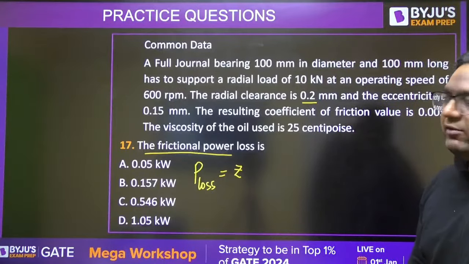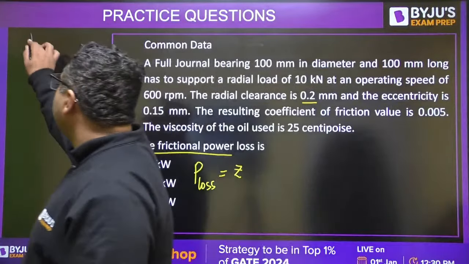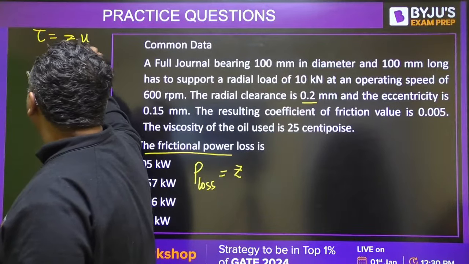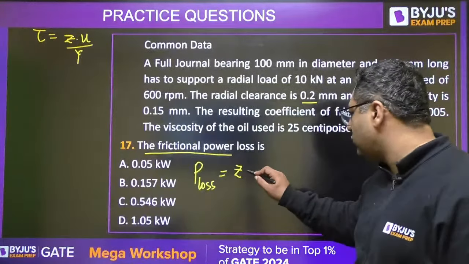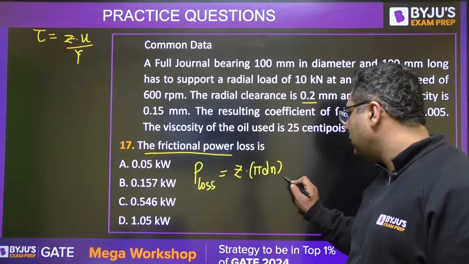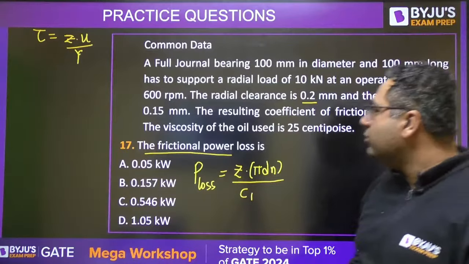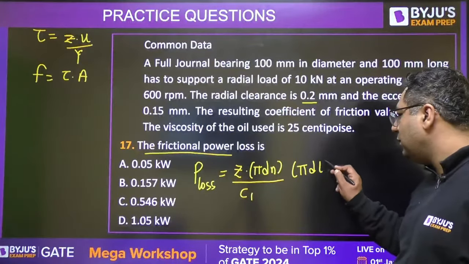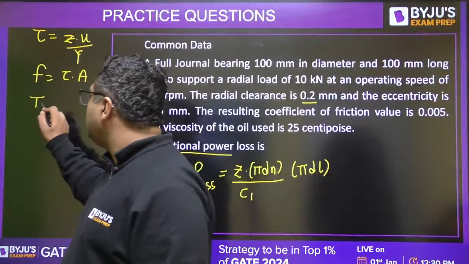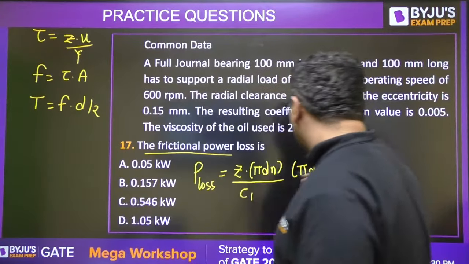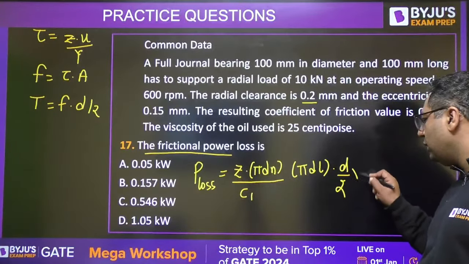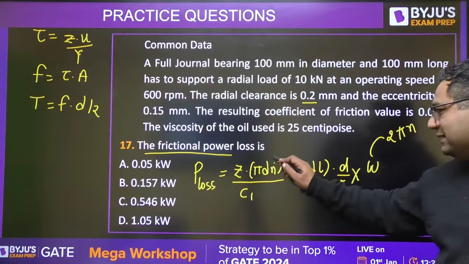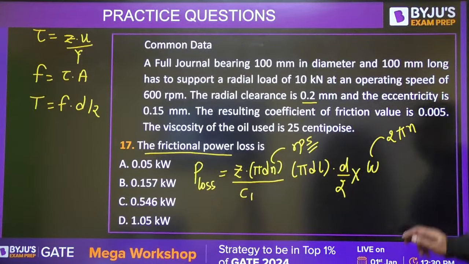Everybody remember that formula? First of all, we will write tau. Tau was Z times U by Y. So you would write Z times pi dn upon C1. Then to make it force, you were writing tau into area, so into pi dl. Then it will be shear force. Then to make it torque, you will write force into d by 2. Now it becomes torque. Then into omega. Omega is 2 pi n, here small n is in RPS. I feel everything is mentioned.